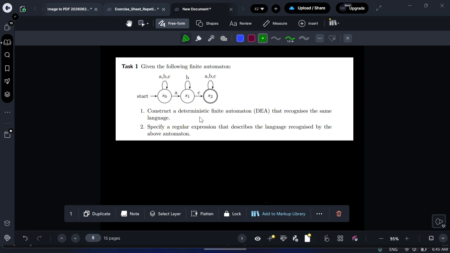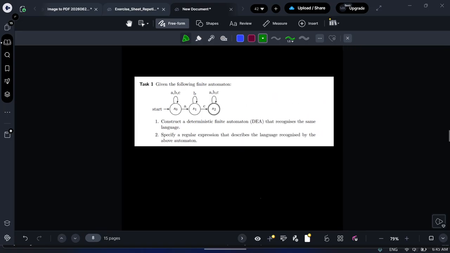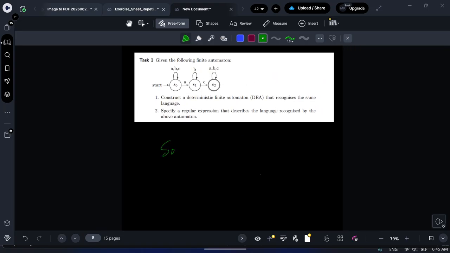Basically what happens is that we first try to look at this, and we say S0 reads the A. So we can say A, B, and C. Reads the A, stays on S0. Reads the B, stays on S0. Reads the C, goes on S0.